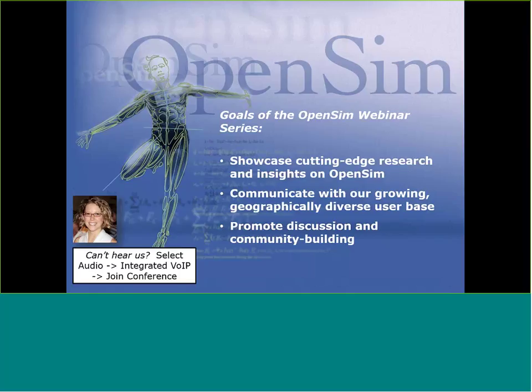Before we get started, I want to review the goals of the OpenSim webinar series. The OpenSim software is a freely available application for visualizing musculoskeletal structures and simulating movements of both humans and animals. The first goal of our webinar series is to showcase the wide range of cutting-edge research that's being performed with OpenSim. OpenSim is also a growing and diverse community of users, and so the second goal of our webinar series is to provide a platform for the OpenSim community to communicate and collaborate. Next slide.